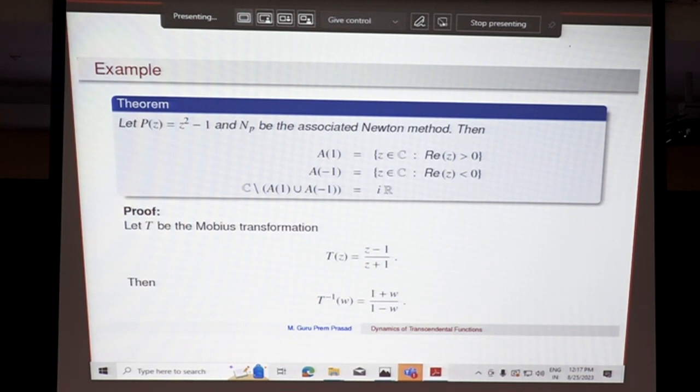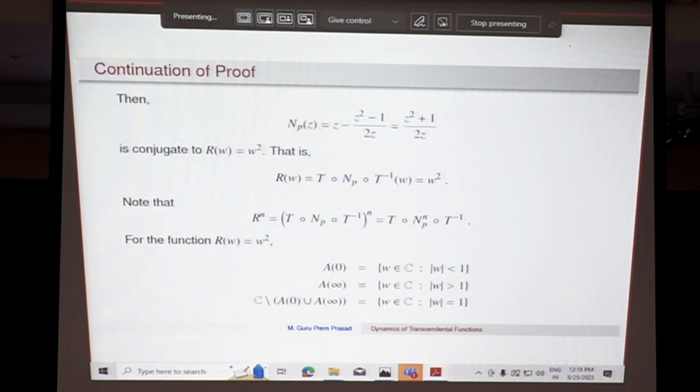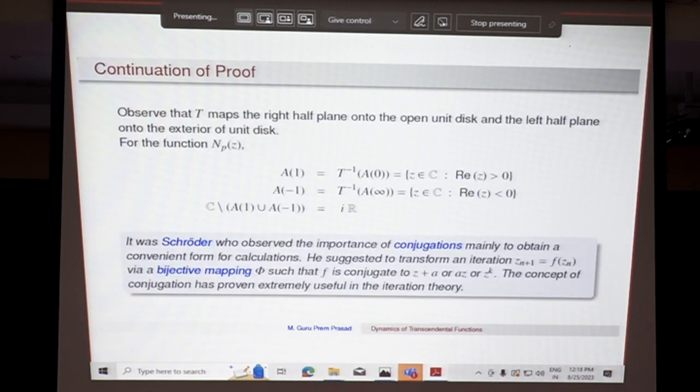If you take your initial point in the left half plane, real part of z less than 0, then the Newton iterates will converge to minus 1, the negative root. If you take your initial point on the imaginary axis, it will be chaotic, it won't converge at all. Okay. So that is the very simple case, z squared minus 1. With the help of this function, by doing conjugations, one can get a result for any quadratic polynomial, describing the basin of attraction.